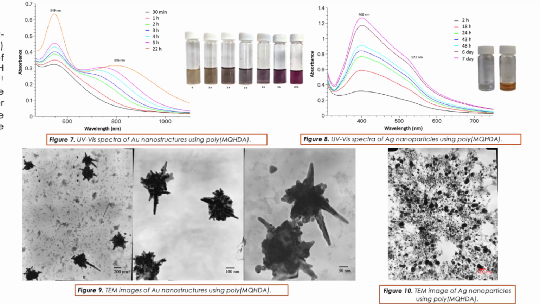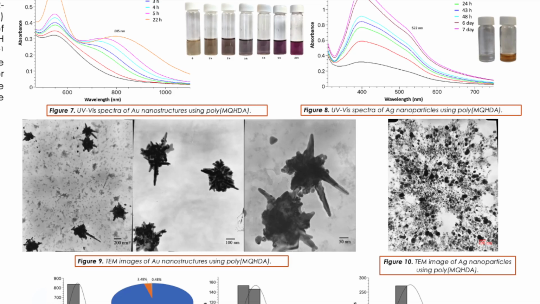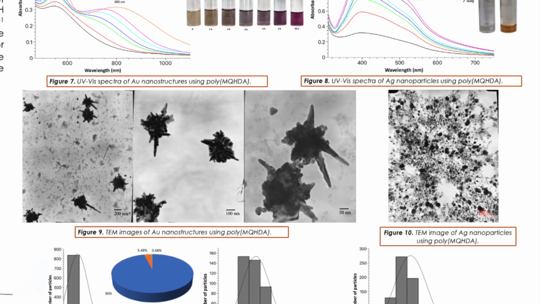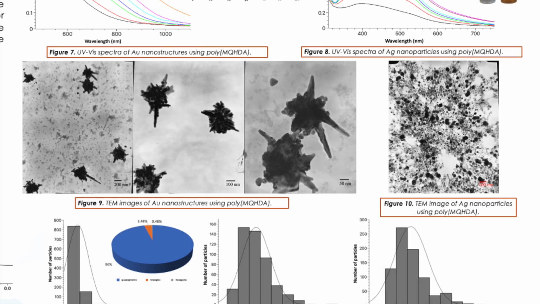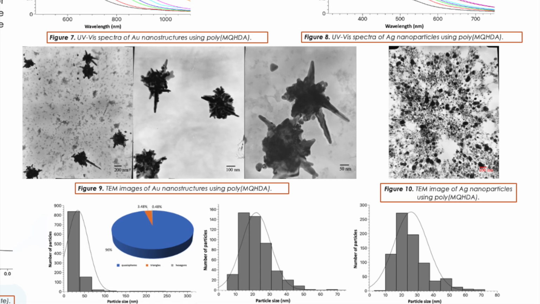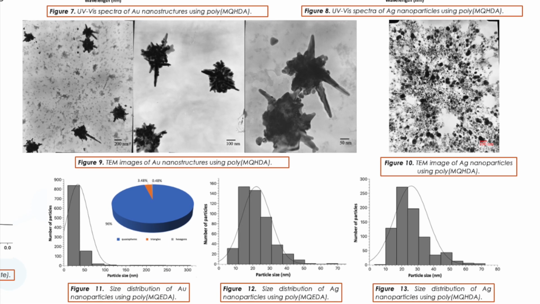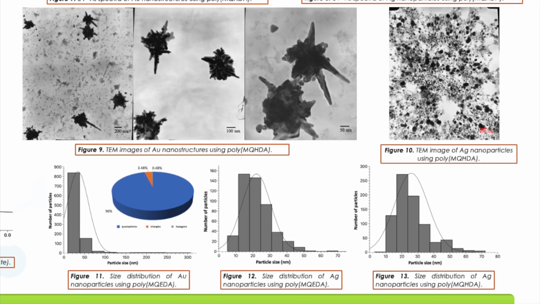The poly-MQHDA is a reducing and stabilizing agent in the colloidal synthesis of silver metallic nanostructures. Gold nanostructures were also synthesized using sodium borohydride as a reducing agent and poly-MQHDA as a stabilizing agent. Peculiar shapes of gold nanostars were obtained using poly-MQHDA.